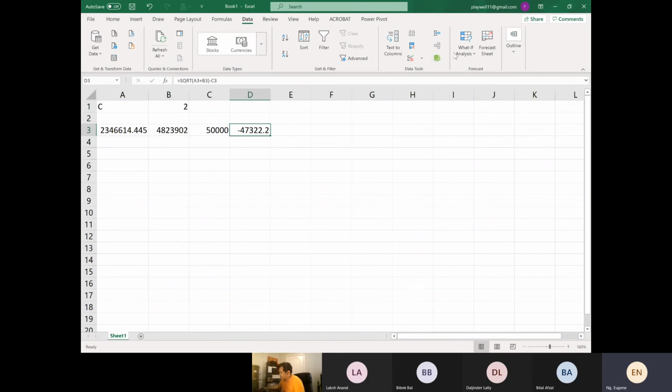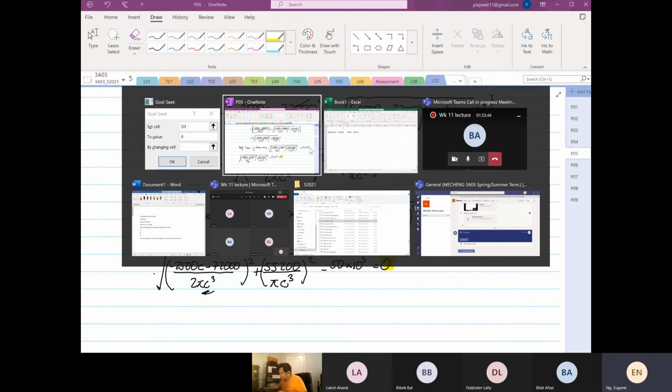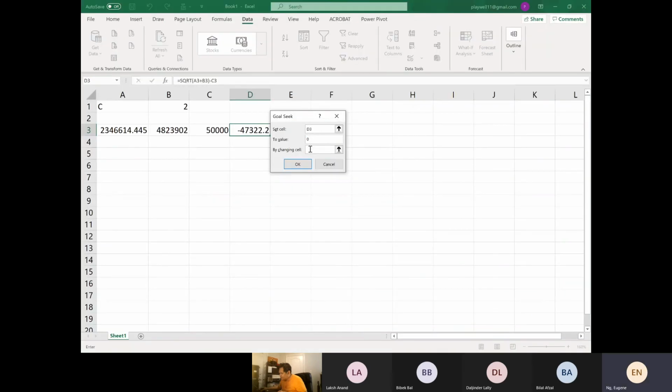Again, what if, right? Goal seek. Okay, so this number over here has to be equal to 0. Why it has to be equal to 0 is because if you look at the function, this term over here is equal to what? 0, yes or no? Right? So that's the only reason. Okay, then by changing the C.